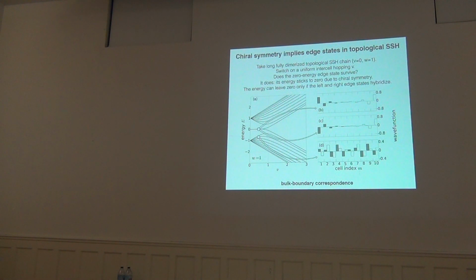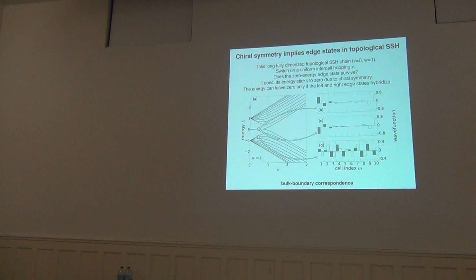I mean that by that as long as you don't change the topology of your Hamiltonian, as long as you don't close the gap, then those edge states will survive on the left hand, also on the right hand. So chiral symmetry and the presence of edge states in the fully dimerized limit, these two things imply that also if you go away from the fully dimerized limit, you will have those edge states at 0 energy.